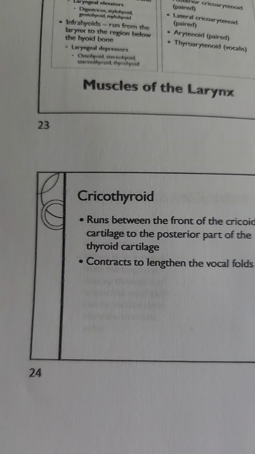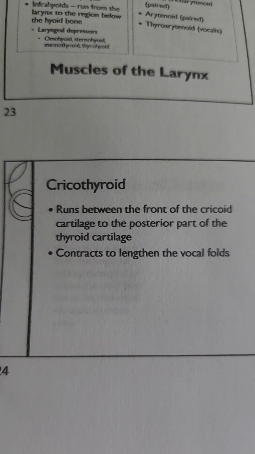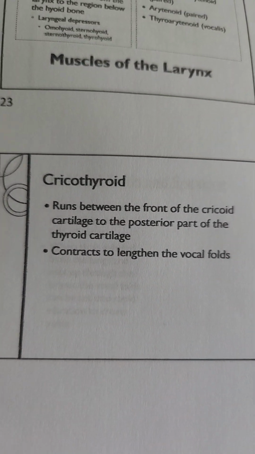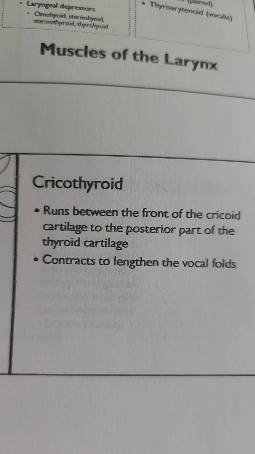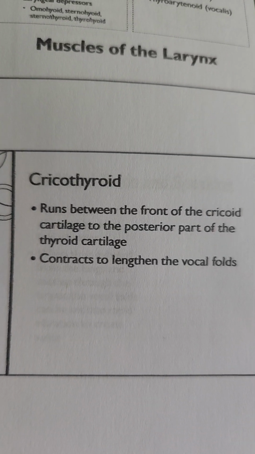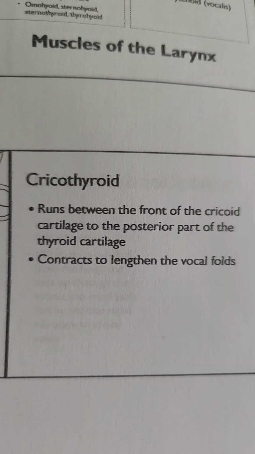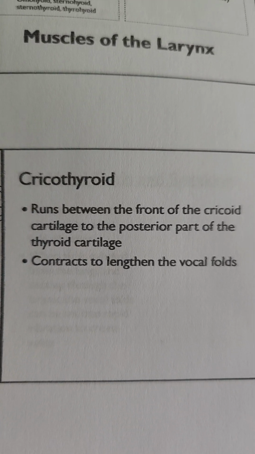The cricothyroid runs between the front of the cricoid cartilage to the posterior part of the thyroid cartilage. It contracts to lengthen the vocal cords.